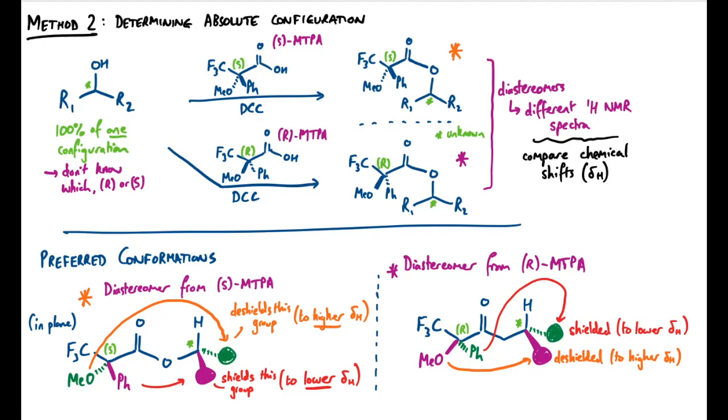Now, I want to demonstrate how this actually works in practice using some real spectra, because the theory can get a bit confusing here if we're not looking at the spectra themselves. These changes can be really quite pronounced. The general idea is that this gives us enough information to determine what the configuration is that we didn't know on our original alcohol.